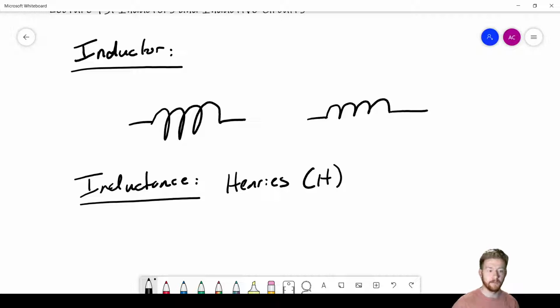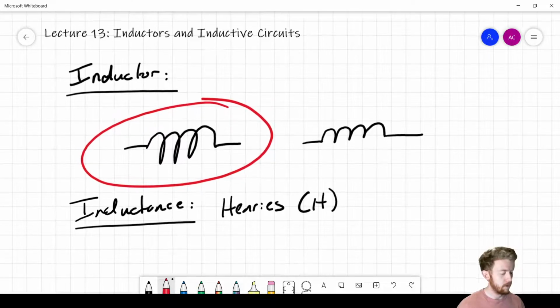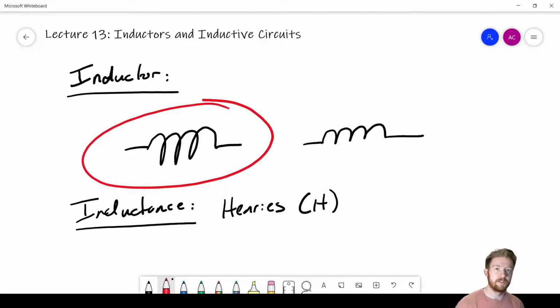One thing you might notice if you look at this symbol is that it looks quite a bit like an electromagnet or a coil, and that's because all an inductor really is, is just a coil or an electromagnet. Whenever current flows through an electromagnet, it's going to be storing energy inside its magnetic field. So it's going to set up a magnetic field, and that's where it's going to be storing its energy.